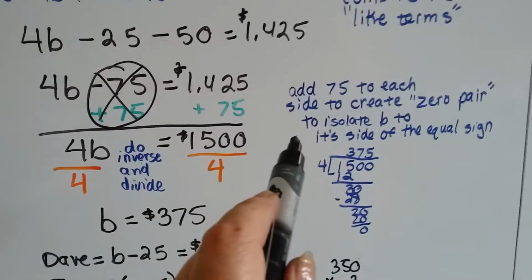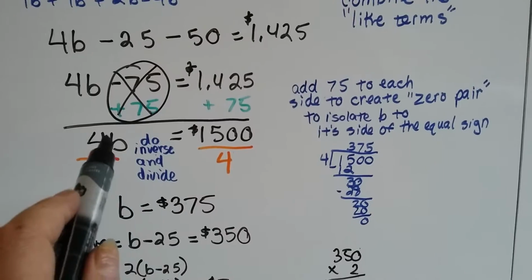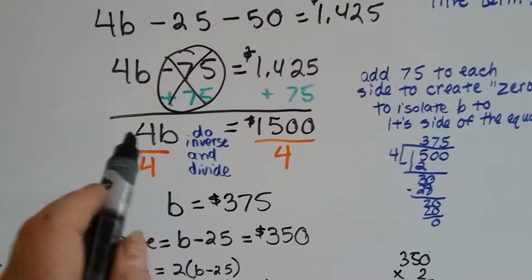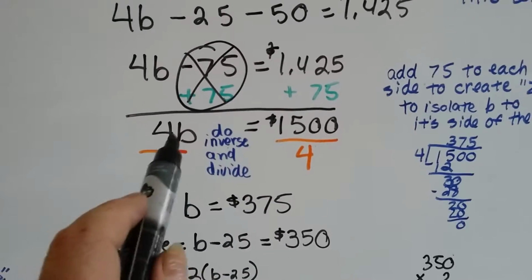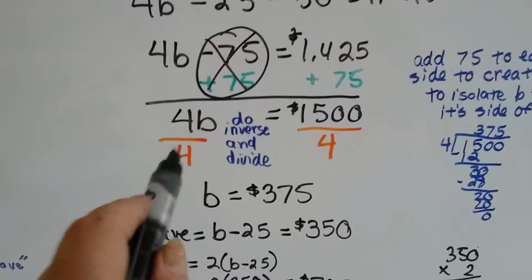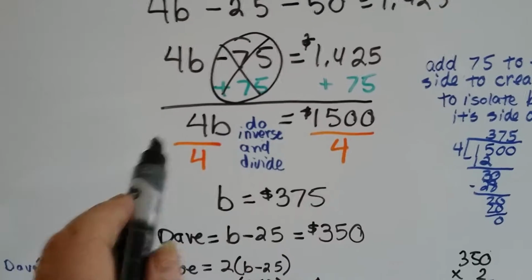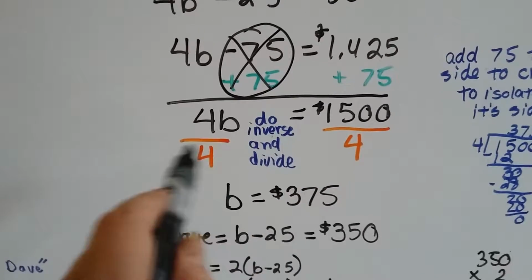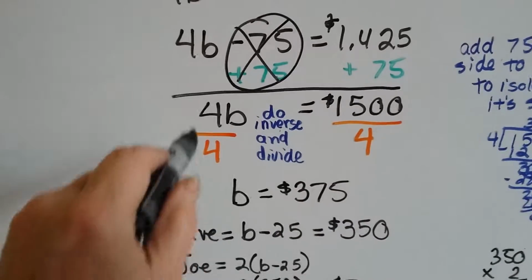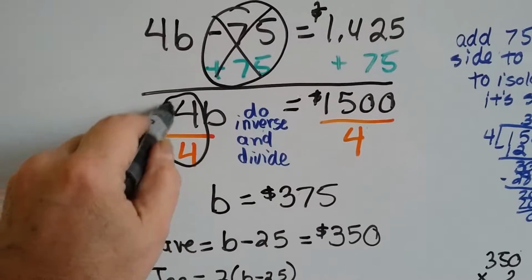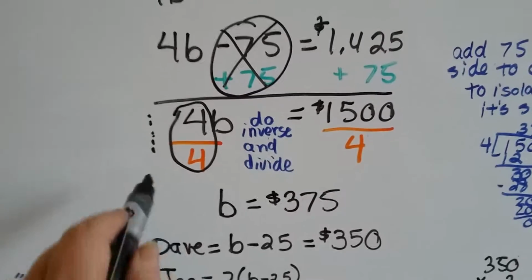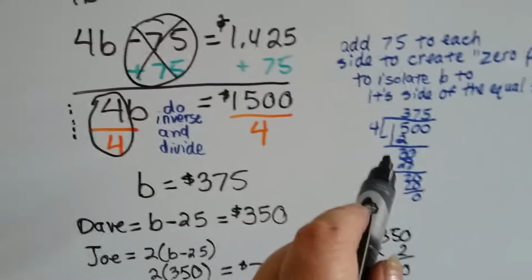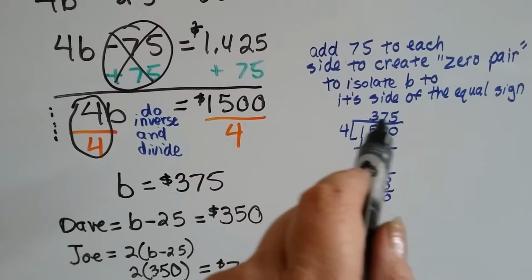So because 4b means 4 times b, that's multiplication. To do the inverse, to get rid of this 4, we need to divide. So we divide each side by the 4 next to the b. Then the b will be by himself, won't he? Divide by 4, divide by 4. This ends up dropping off because it becomes what? An invisible 1 in front of the b that we don't have to write. And then on this side, 1,500 divided by 4 is 375.